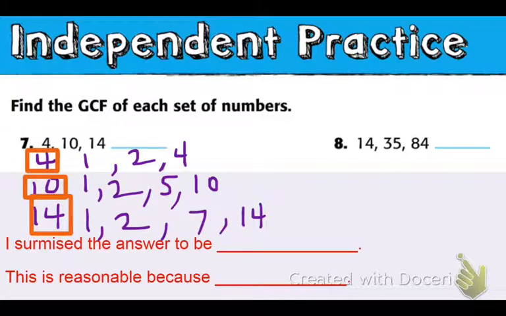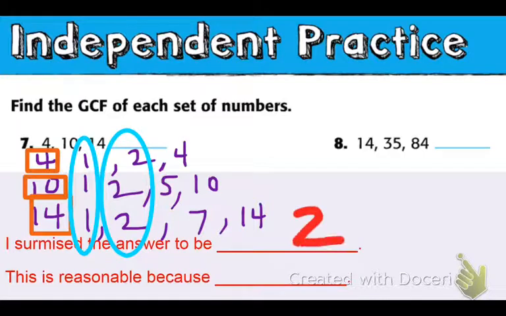I've listed the factors. Step 2, find the ones they share. Well, they all share 1. They all have the factor of 2, and that's it. So now I got to do step 3, solve. What is the greatest common factor? Well, I surmise the answer to be 2. It's reasonable because no other factor is larger than 2 that they all share. So I know I have the right answer.